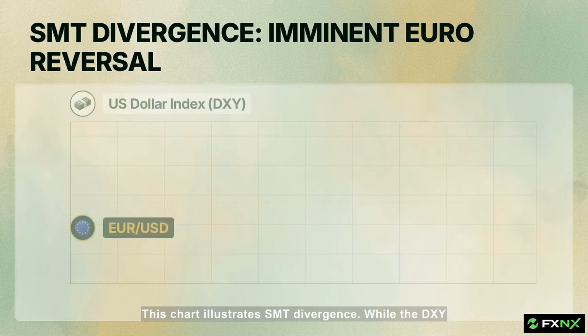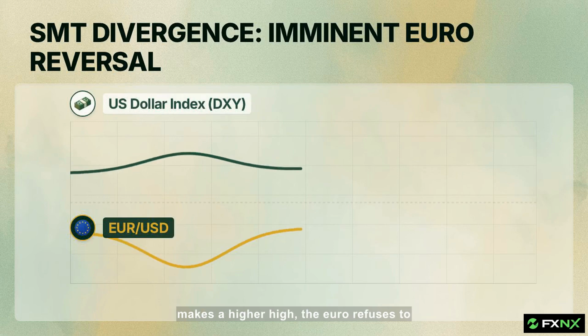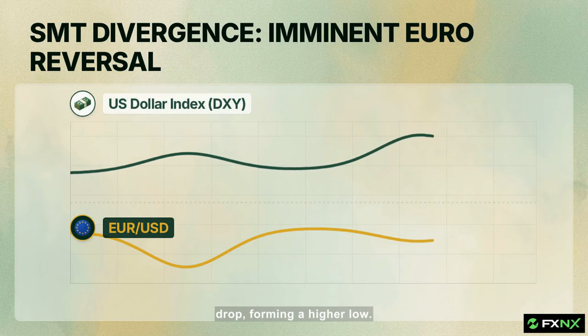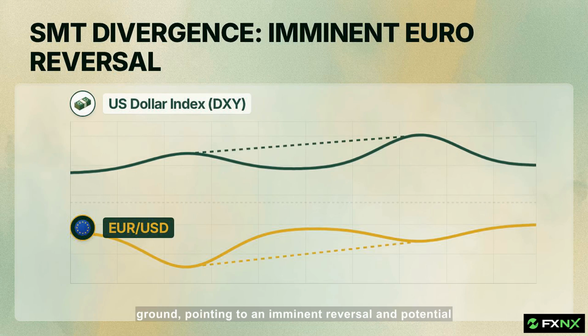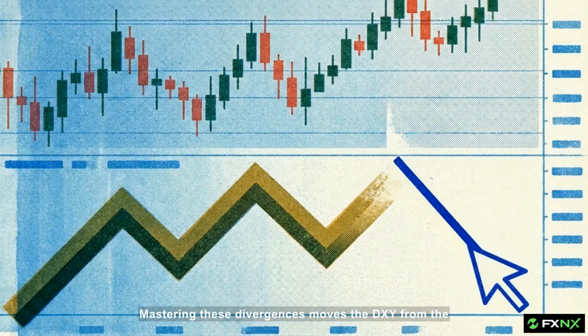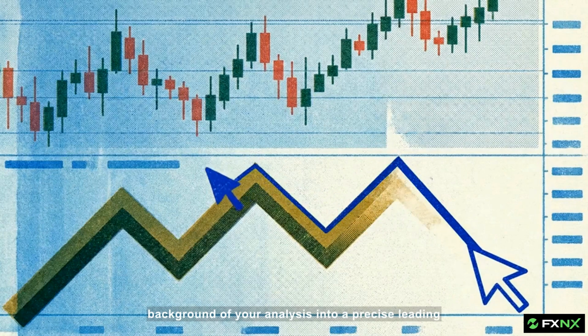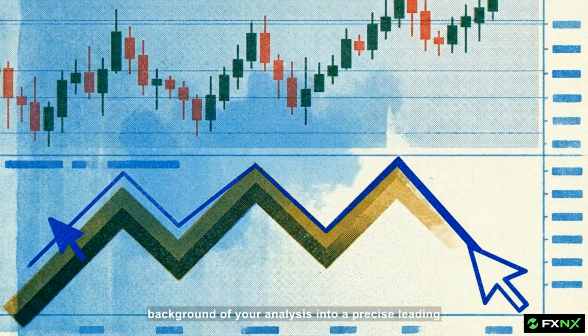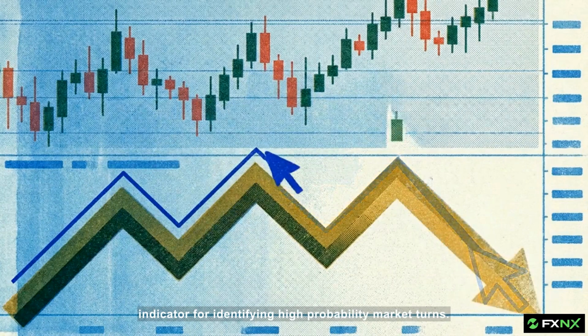This chart illustrates SMT Divergence. While the DXY makes a higher high, the euro refuses to drop, forming a higher low. This exhaustion signals the euro is holding its ground, pointing to an imminent reversal and potential rally. Mastering these divergences moves the DXY from the background of your analysis into a precise leading indicator for identifying high-probability market turns.